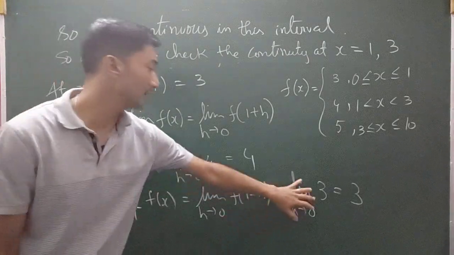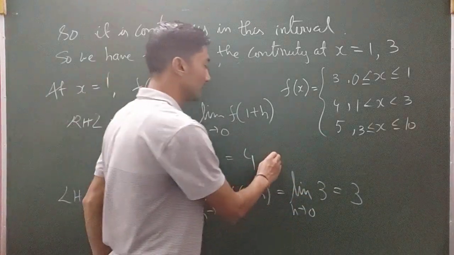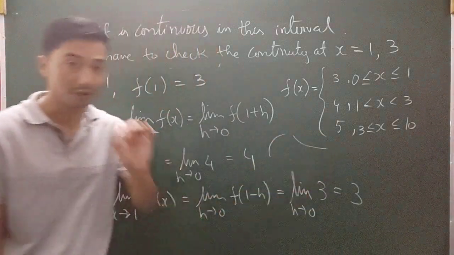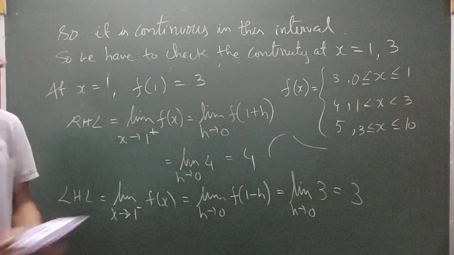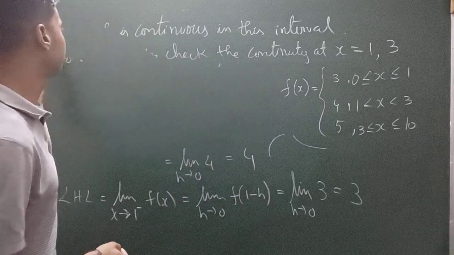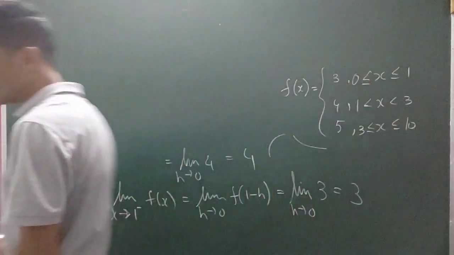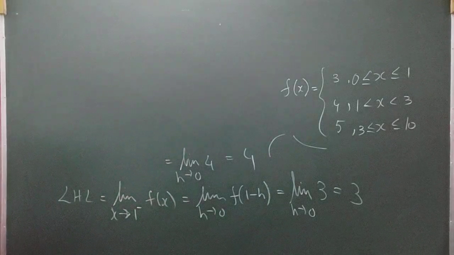So what do we get here? The left hand limit and the right hand limit are not the same. One corresponds to 4, one corresponds to 3. That means definitely our graphs are not going to converge at a particular point. So that means the function that was given to us is not continuous at x equal to what? At x equal to 1.